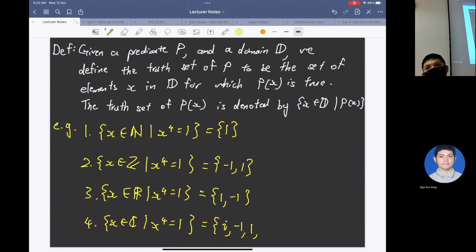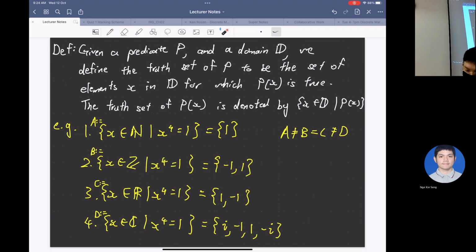Anything else? -i. Yeah. Okay, that's all. So see, they result in different sets. Again, in particular, let's call this A, B, C, D. So A is not equal to B. B is equal to C. C is not equal to D.